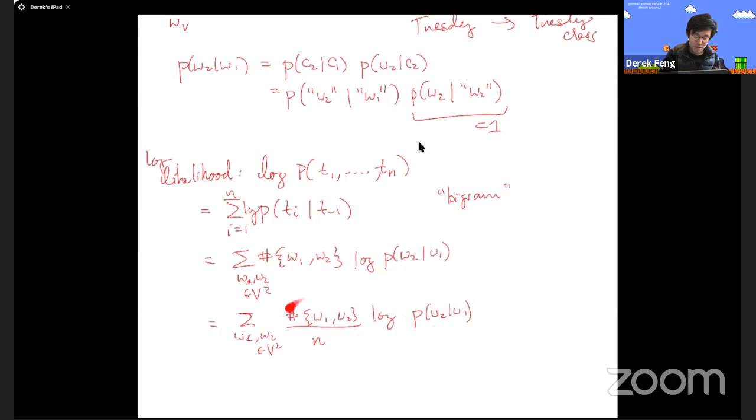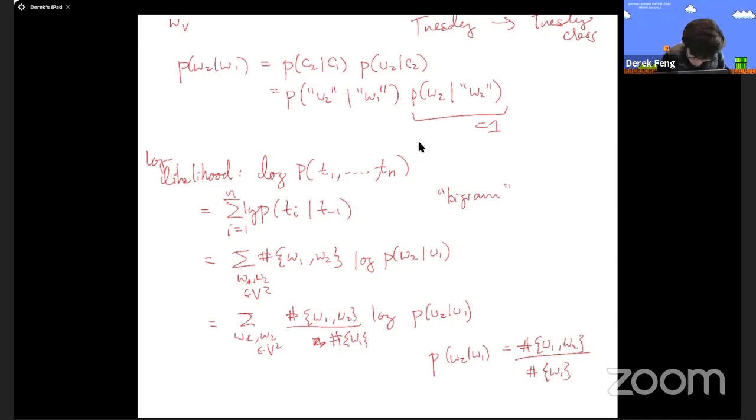So this is the negative entropy. You can show that the choice of P(W2 given W1) that maximizes this term is given by P(W2 given W1) is really just over... okay, in this case, actually I did the math wrong. This should actually be W1. If you do the math that way, then I think it works out.